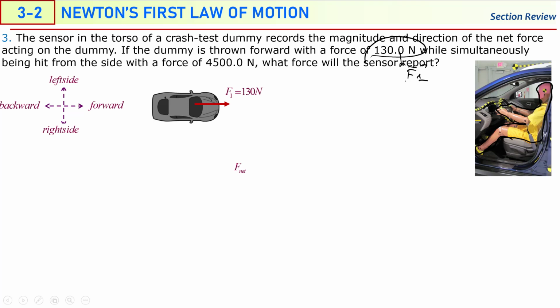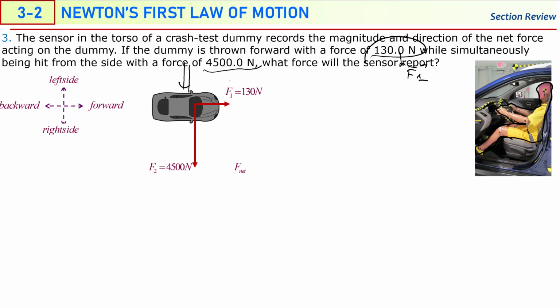Simultaneously, at the same time, the dummy will be hit from the side. You can hit it from the right side or left side, it's up to you. If it is hit from the left side by another car, then the dummy will experience a second force towards the right side. So a force F2 will be acting on the dummy, which is equal to 4,500 newtons. The question is, what force will the sensor report?